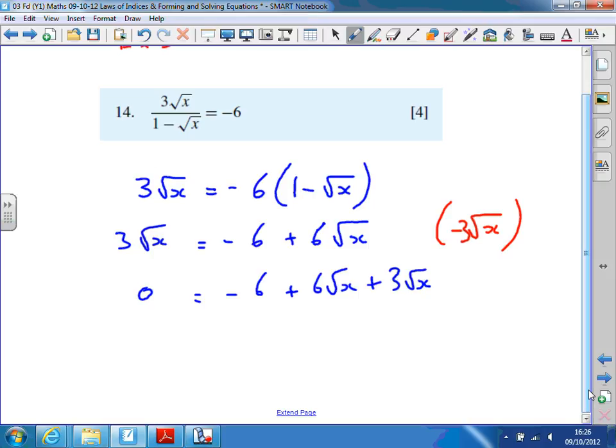Oh, for goodness sake. Minus 3 root x, well spotted. It's been a long day. Now, I can collect together these. It doesn't matter what these are. 6 root x minus 3 lots of root x is 3 lots of root x. So naught equals minus 6 plus 3 lots of root x.